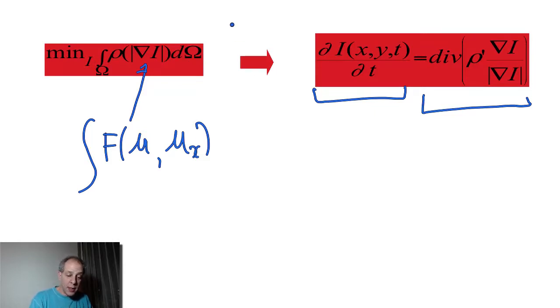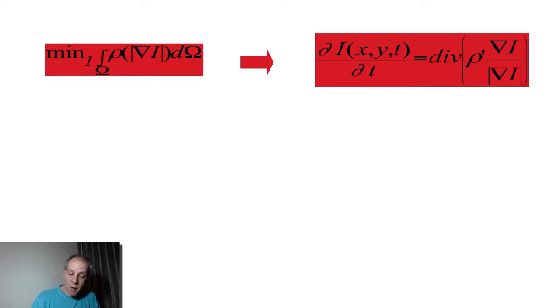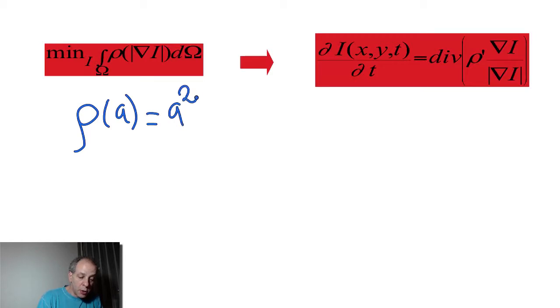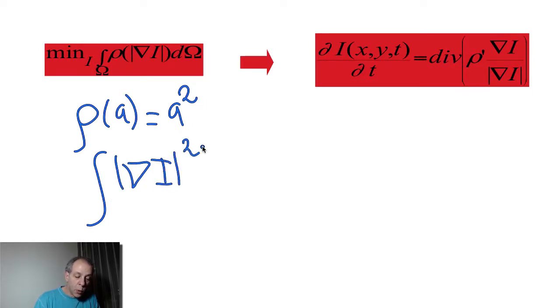So once again, this is just by doing the Euler-Lagrange that we learned in the previous video. Let's just pick a couple of examples of this rho function to show how nice this is. For example, let us consider rho of A to be A squared. So here I'm trying to minimize the magnitude of the gradient square.